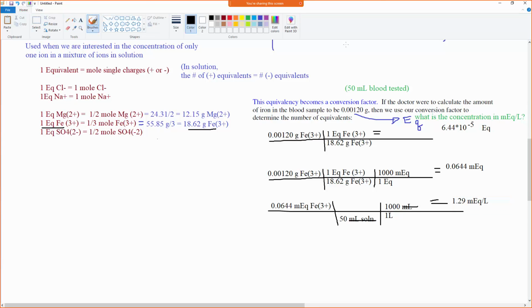Does that make sense? All right. Sarah says, I'm getting it, but I don't like it. I like the honesty. I appreciate that.